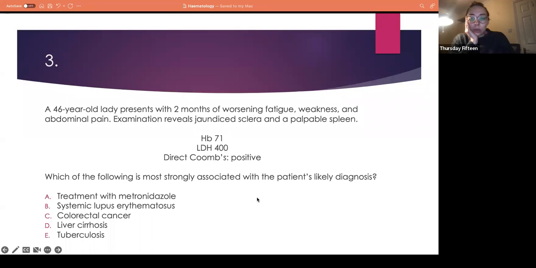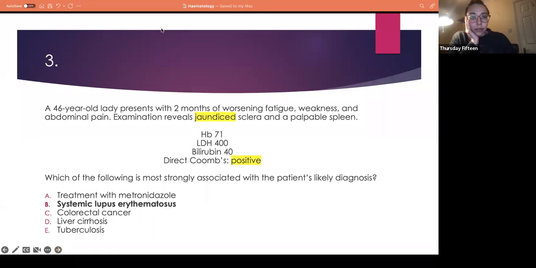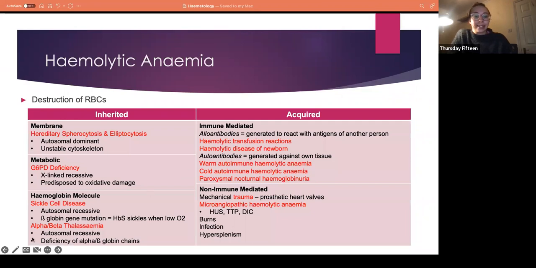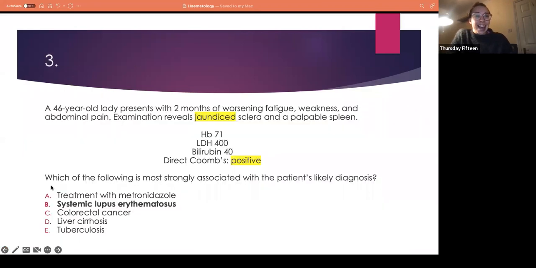So you all split again between B and D. Well done. Those of you that said B, that's the right answer. So the answer is lupus. She's come in with jaundice and her Coombs test is positive. So the diagnosis that we're worrying about in this lady is, giving it away, hemolytic anemia.